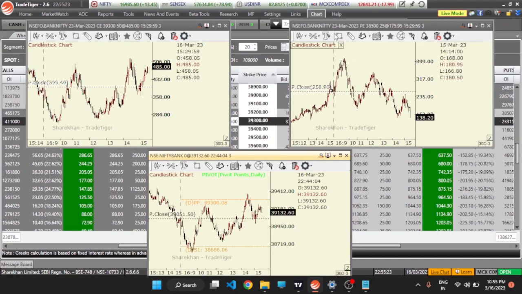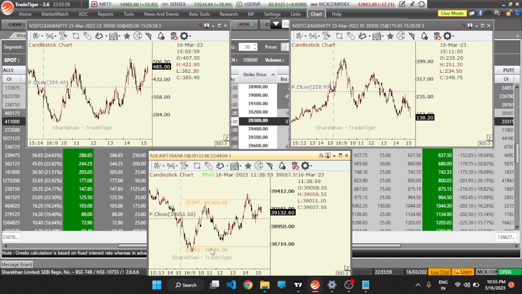Here I have used the 23rd March expiry, because as you can see, today is the 16th of March. Today is the expiry day, and on the expiry day, both the call and put options are going to go to 0. So I have selected the next expiry, 23rd March, and you can see 39,300 for the call option and 39,500 for the put option.